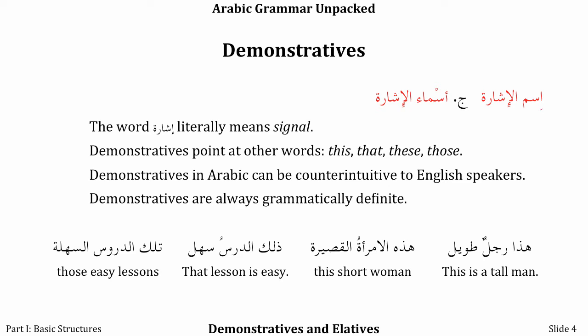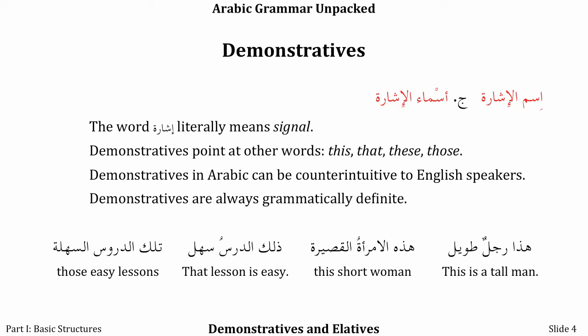This short woman. In the third example, the first two words are definite. ذلك by virtue of being a demonstrative, and ad-dars because of alif lam. But the third word is indefinite, so we know that this is a sentence, and we'd say that lesson is easy. And in the fourth example, all three words are definite again. Tilka because it's a demonstrative, and the other two because they have alif lam. So this is a phrase, not a sentence, and we would say those easy lessons.